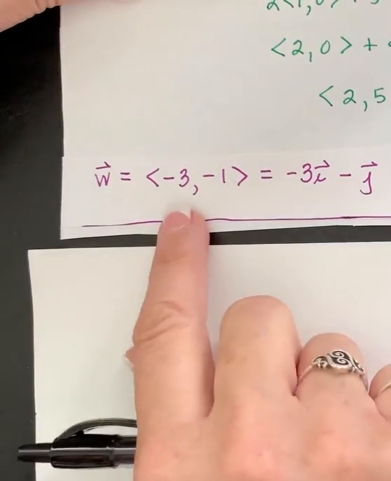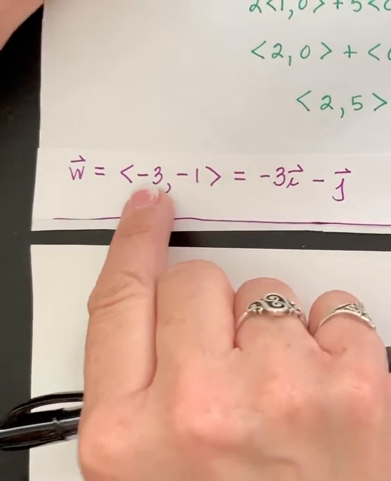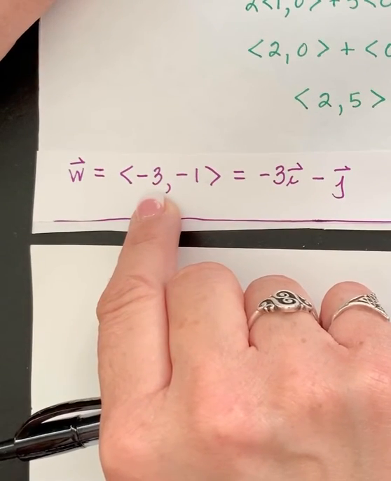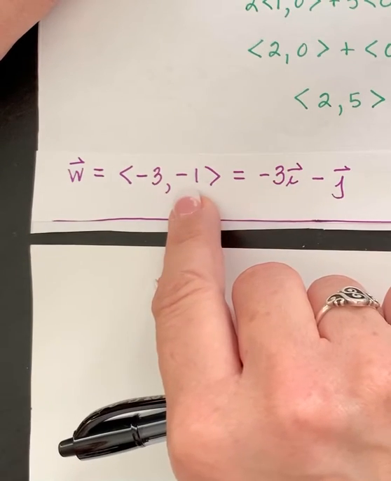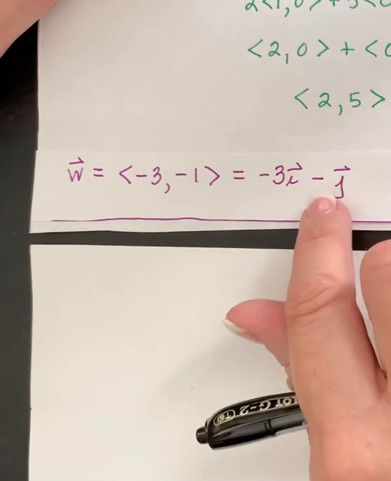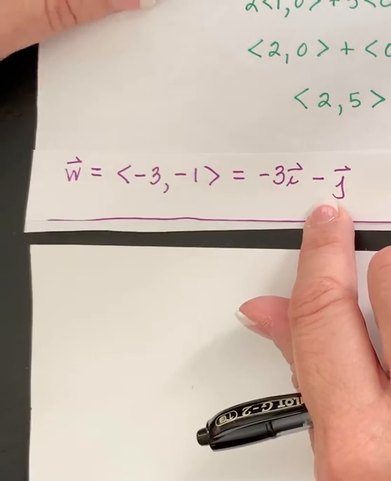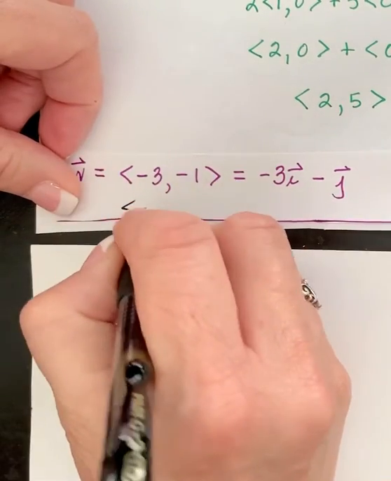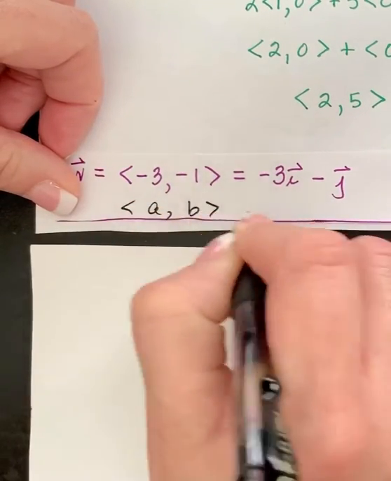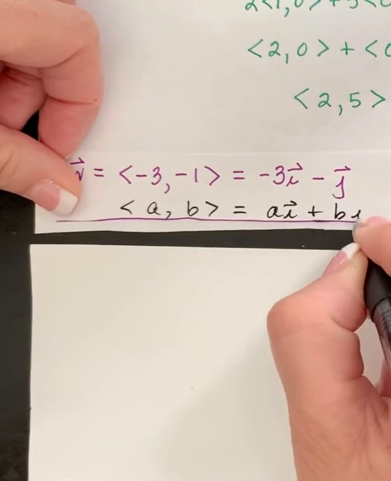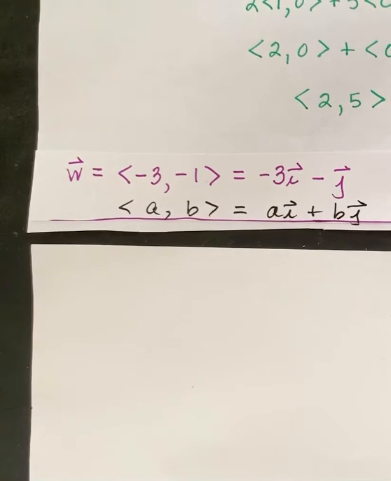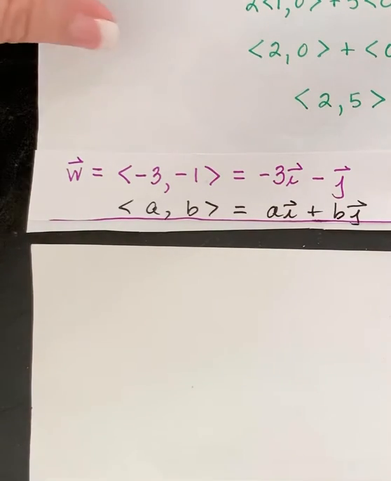There's another example. If you have horizontal component -3, then you'll have -3 times i. If you have a vertical component of -1, then you'll have -1 times j. So in general, if it's a comma b, then it could be written as ai plus bj. So it's very easy to switch back and forth between the forms. Now, a couple problems that they'll ask you to do.